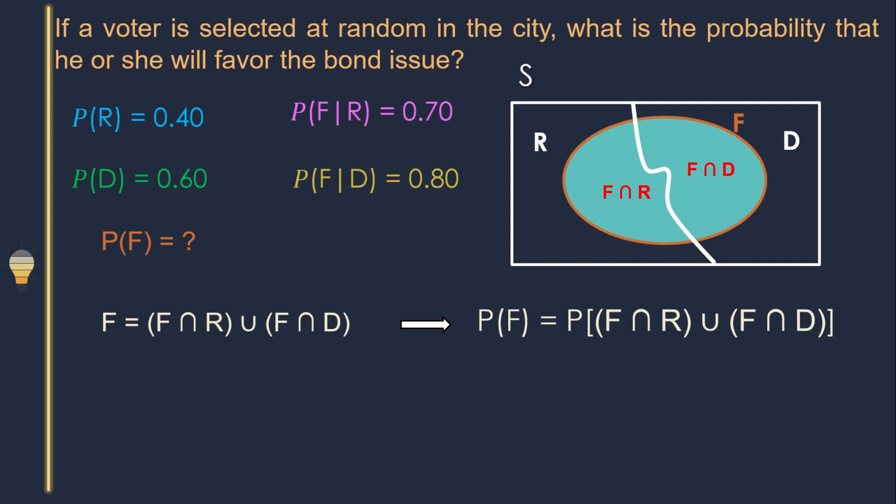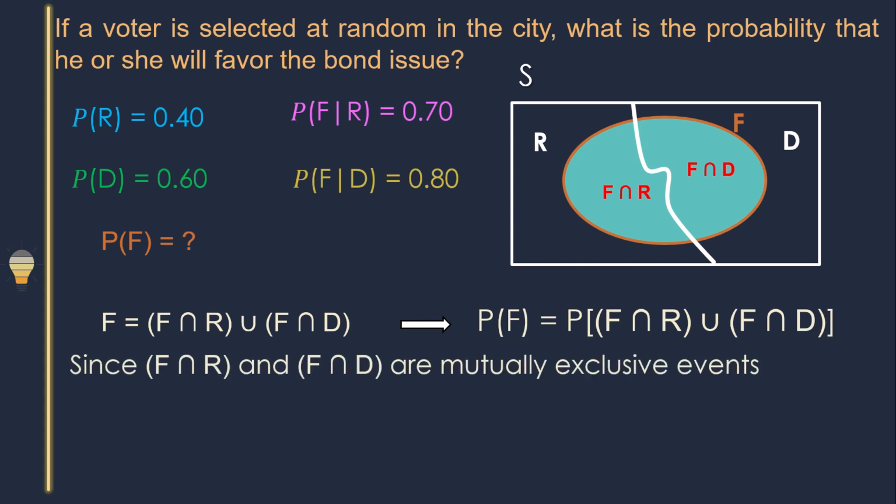We can apply the additive law of probability here, but we know F and R and F and D. These 2 events are mutually exclusive, or we can say disjoint. Therefore, intersection part is 0. So we can write probability of F equal probability of F intersection R plus probability of F intersection D.